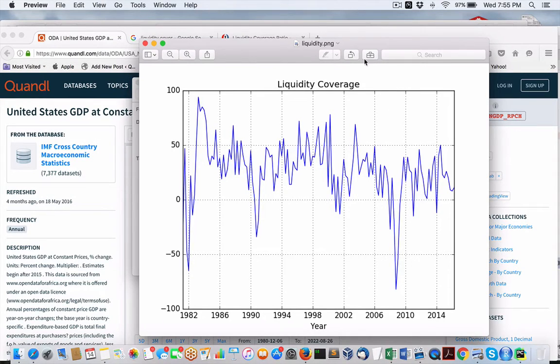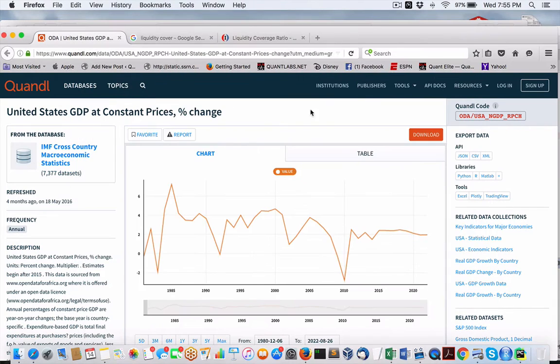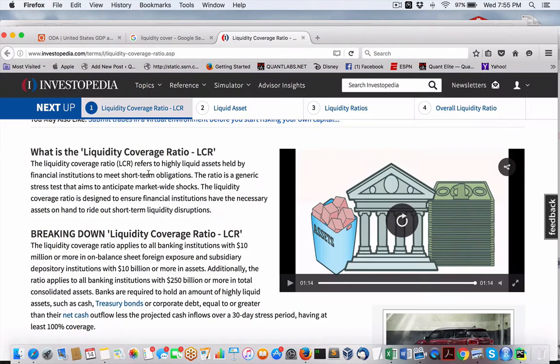Okay, so today in this video I want to cover something called liquidity coverage of the US Fed. Alright, so what does it mean? I'll just read you the first sentence. Liquidity coverage ratio refers to liquid assets, obviously the US Fed Treasury, held by financial institutions to meet short-term obligations.